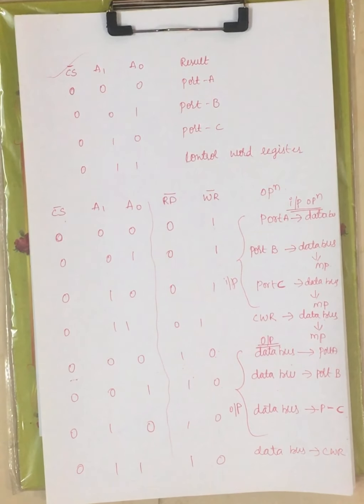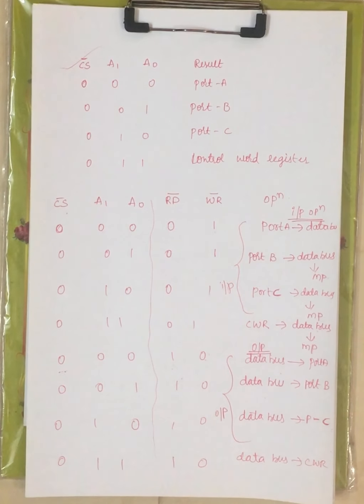Now this is about the pin diagram of 8255. In the next lecture we will see about the control word register of 8255, which is an 8-bit register, right? After that we will see about the interfacing of 8255 with your microprocessor under IO map and memory map, right? Thank you.